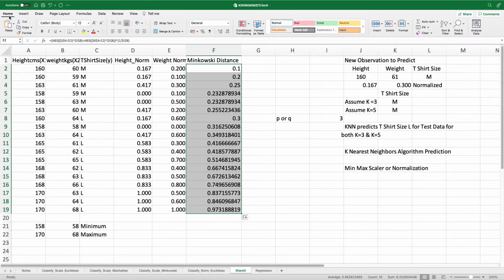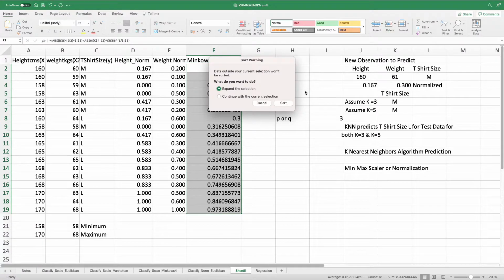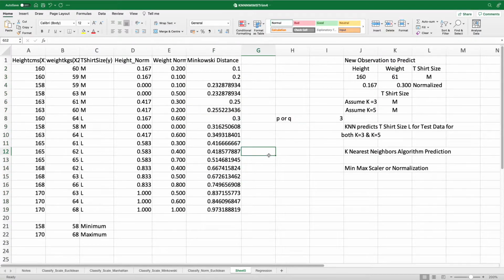So let me sort and filter, smallest to largest, expand sort. Sort and smallest to largest, expand sort. Okay. Now again, k is equal to 3, it's medium. K is equal to 5 is again medium. No change at all. So this is classify underscore norm underscore Minkowski.